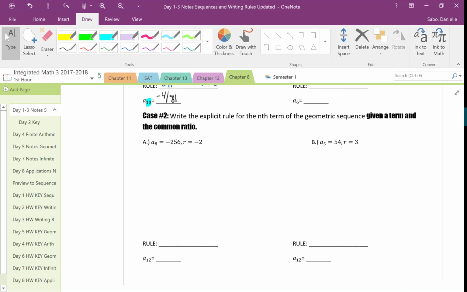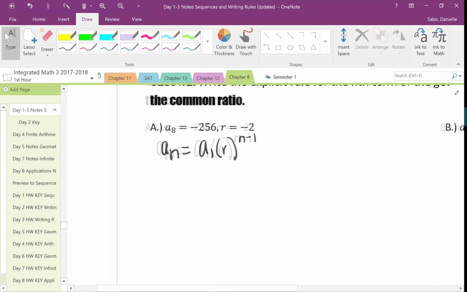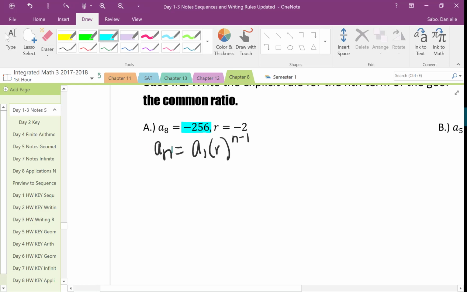So I'm going to write it out for you. I have a sub n, which is the value of any term, is equal to the value of the first term, rate, to the n minus 1 power. What is the value of the nth term? What are we going to use in this situation? Not 8. Negative 256, because you want the value of the eighth term. 8 we're going to use for n. Okay, so the value of the eighth term is negative 256, and that's why we're going to use that there.